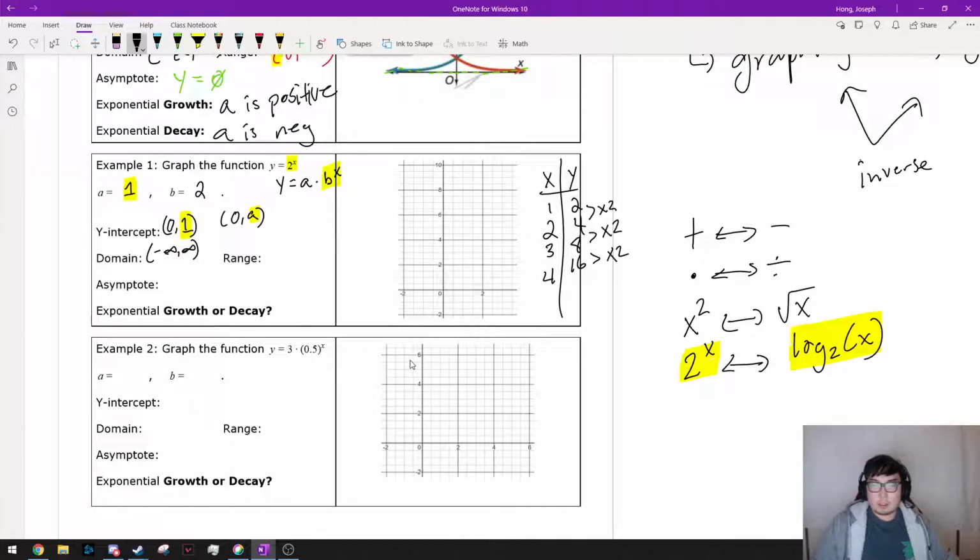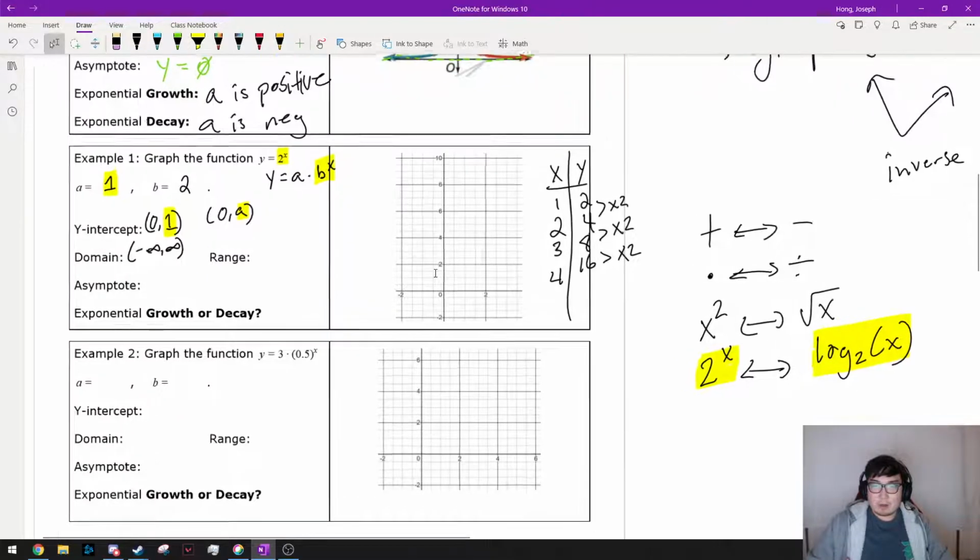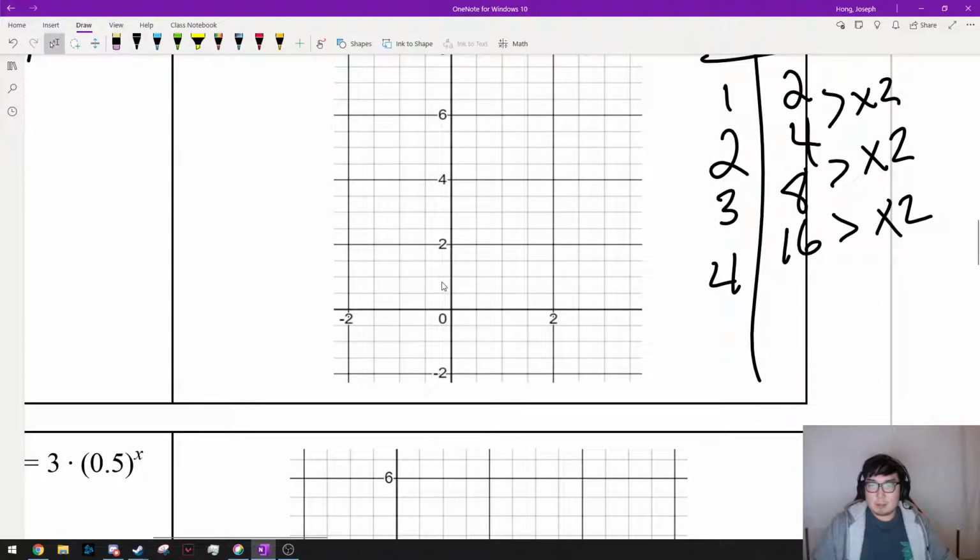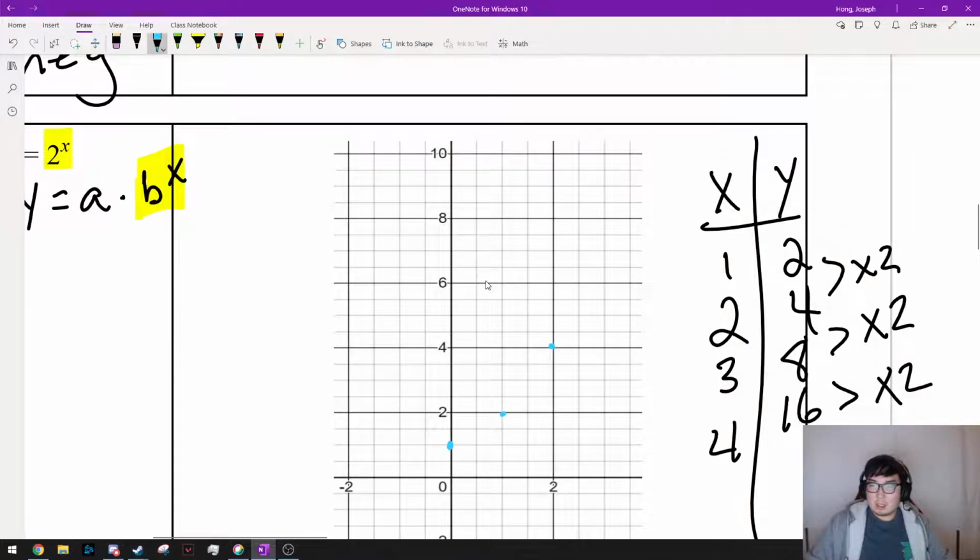So first things first, we need to graph our y-intercept, which is going to be right here. Let me use a different color. It'll pop out more, like this, then here. Oh wait, this, and then like here, and so on and so on.